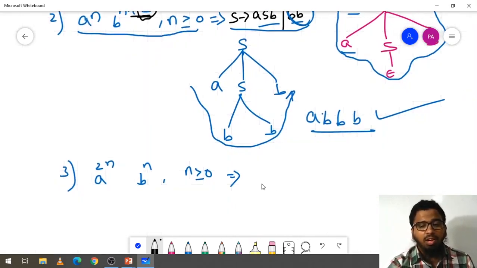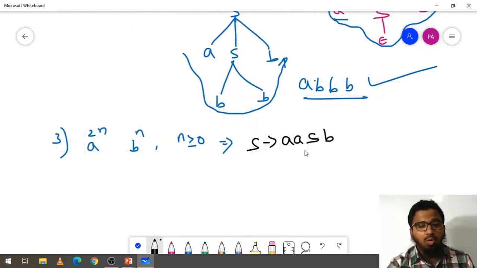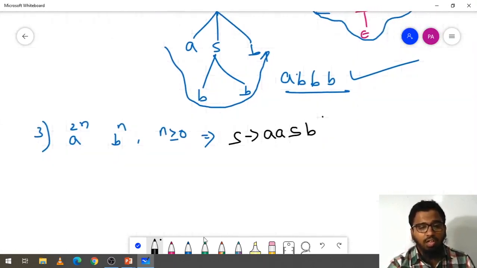Next, here S. Whenever you have 2n, 3n, 4n, wherever it is, you need to take the terminal that many number of times. A, A, and take the S and B. So here, how is this correct? Let's take it; I will show you the example. Here we need to add the epsilon also. How and why we need to add it, I will tell you.